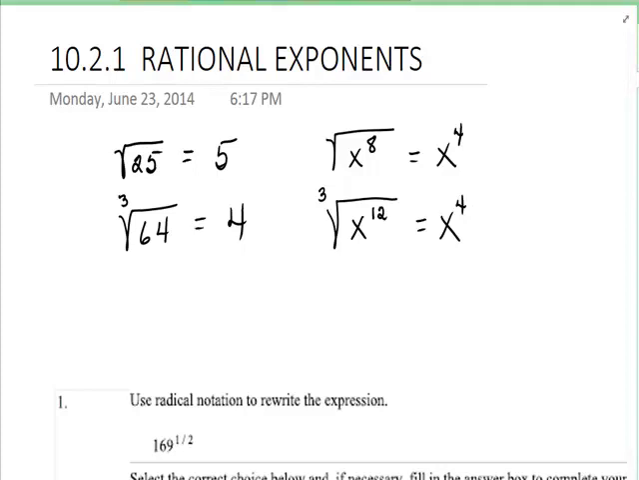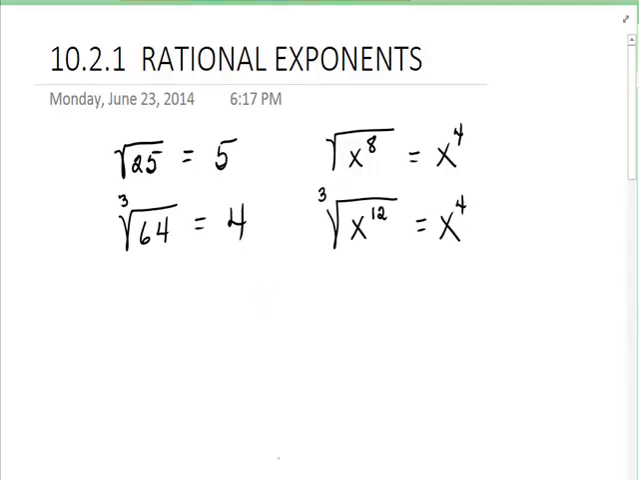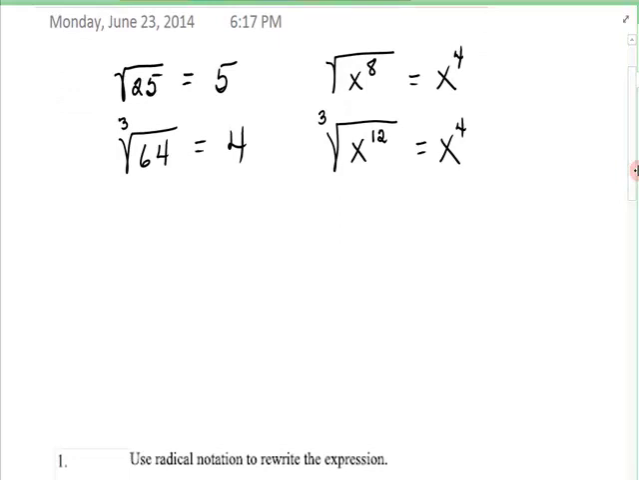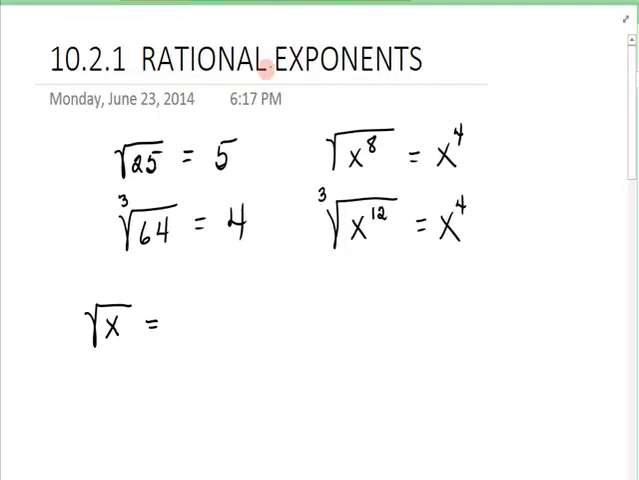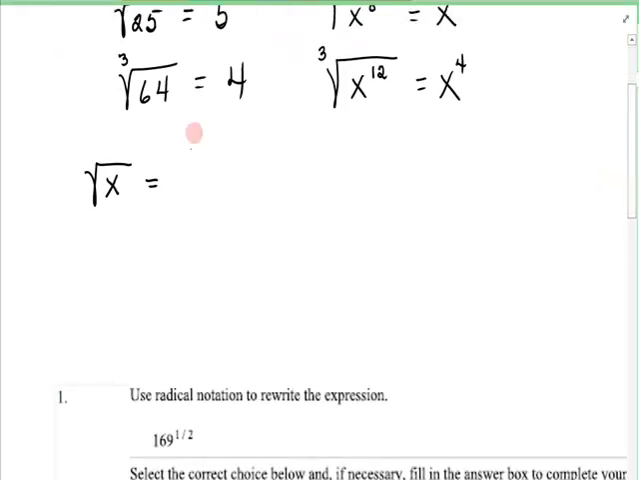Well, there is some other notation that is very, very useful as you move into higher mathematics. The square root of x can be written with what's called rational exponent notation, and it is x to the 1/2 power. Square root translates into 1/2 power. The cube root of x translates into the 1/3 power.